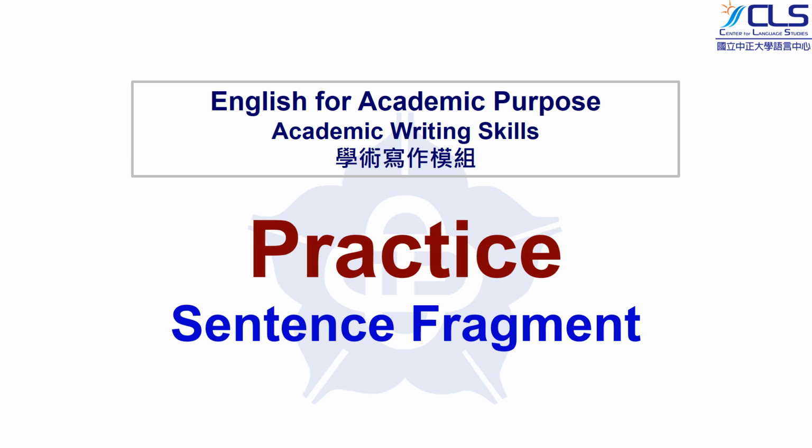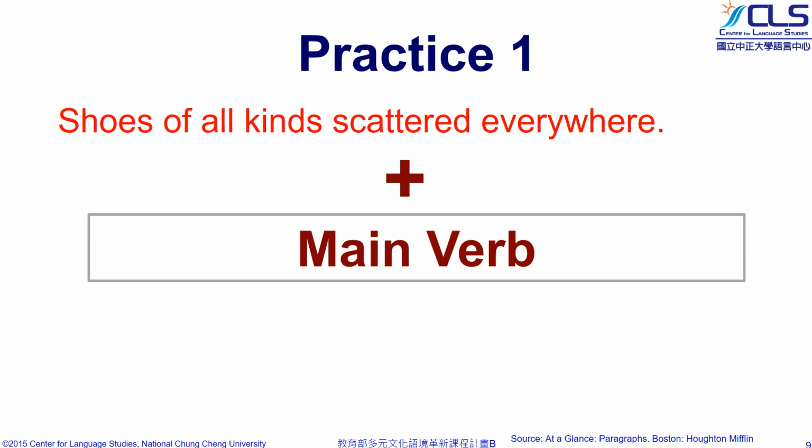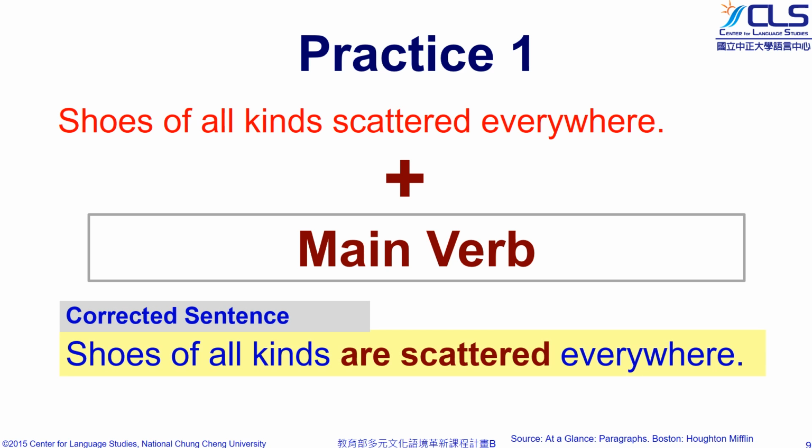So now, let's try to practice what we've learned. Let's look at the first fragmented sentences for practice. Shoes of all kinds scattered everywhere is an incomplete sentence. So we need to add a main verb to make it complete. Shoes of all kinds are scattered everywhere.